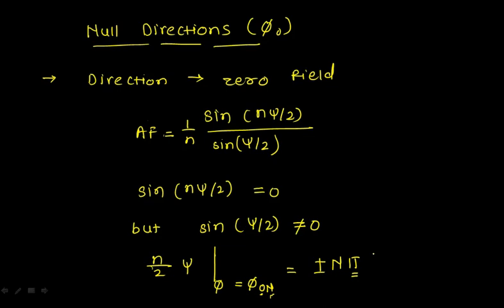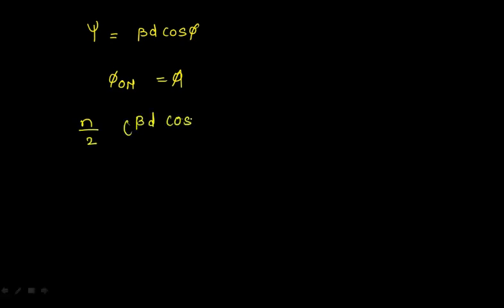As you know that this value must be plus minus n pi, I'll put the value of this psi here. Psi is beta d cos theta, but I'm interested right now in the null directions. I'm representing the angle in the null direction as theta 0, n. So I can put this as theta 0, n. The complete expression will be n by 2 times beta d cos theta 0, n plus alpha. Here you also need to consider the phase shift, which equals plus minus n pi.